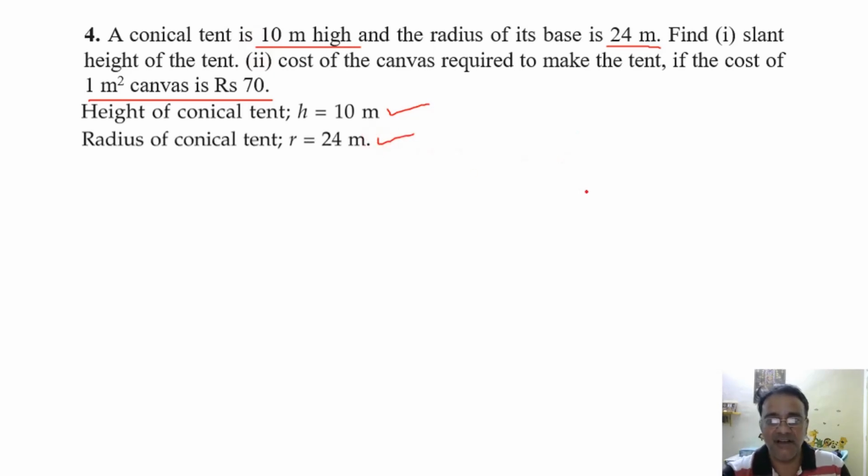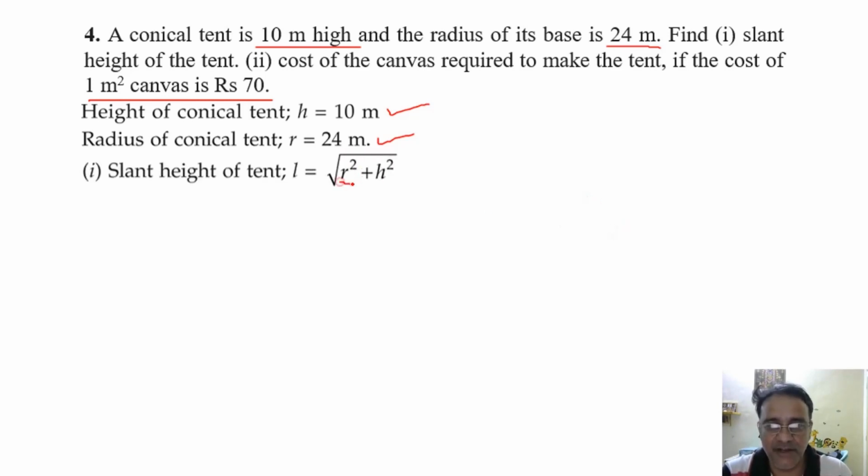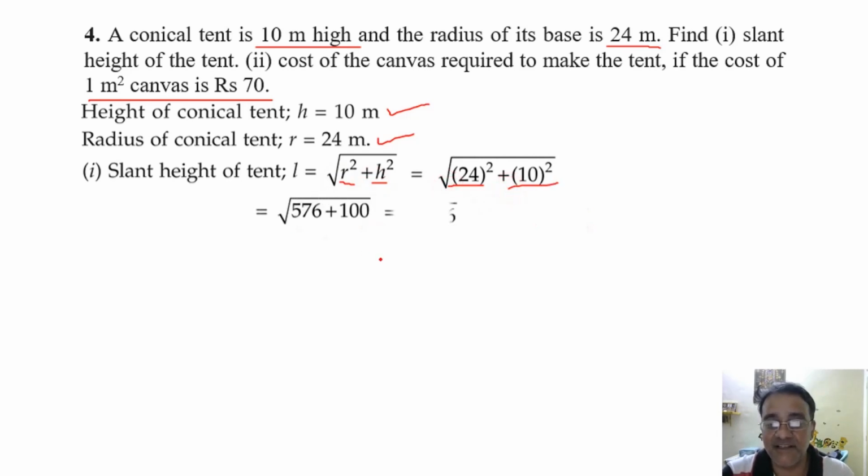And what is the formula for finding the slant height? Root over r square plus h square. ठीक है? So 24 square plus 10 square, 576 plus 100, that is 676. So what is the square root of 676? 26. 26, right? So we got slant height, first bit over.